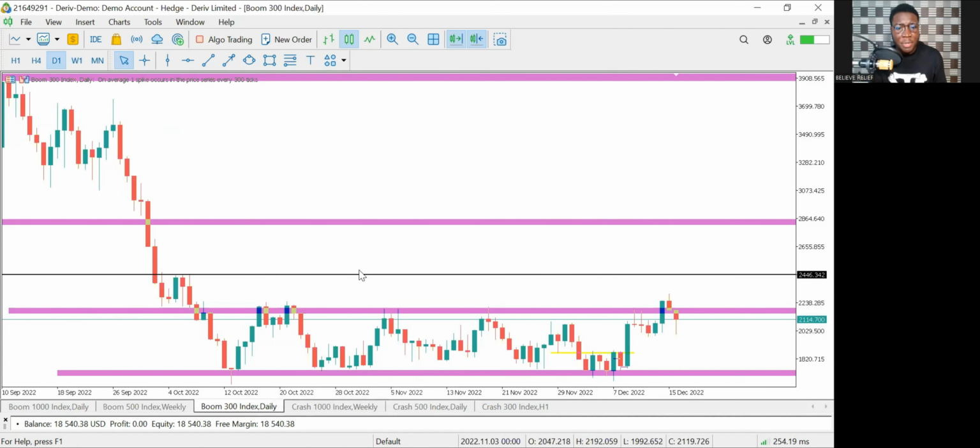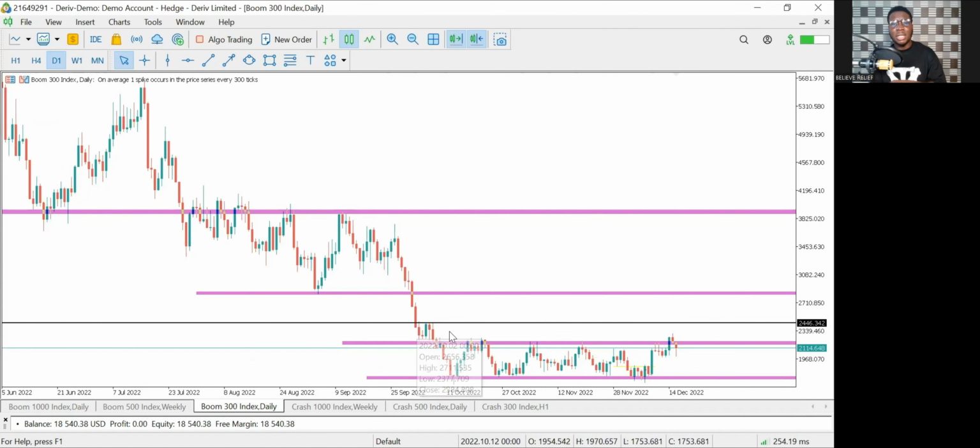Next up here is Boom 300. I'm not going to be deleting this analysis, okay? We did it together. This market is still in this consolidation zone. So what we are doing now is waiting for this market to break out to the upside. Let's say we're waiting for something like this, okay?